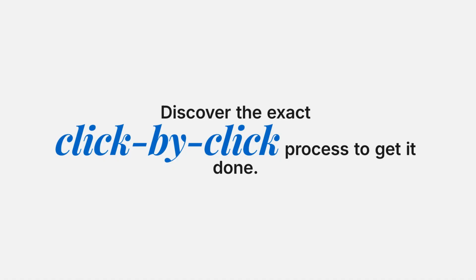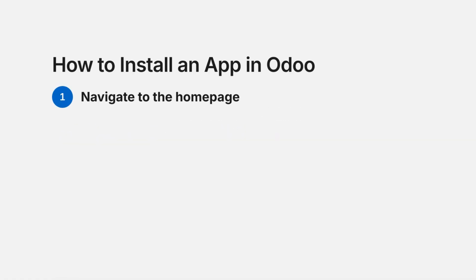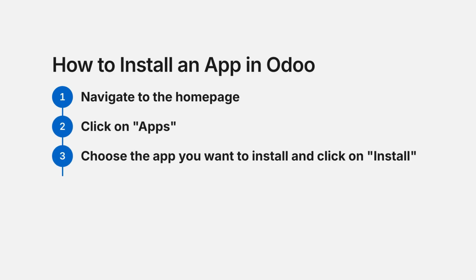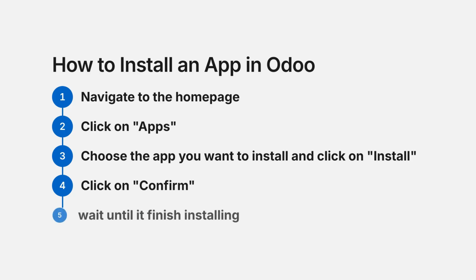You can install any Odoo app in under 2 minutes. Discover the exact click-by-click process to get it done. We'll quickly cover navigating to the Apps menu, selecting your desired app, and confirming the installation. Follow these 5 simple steps.